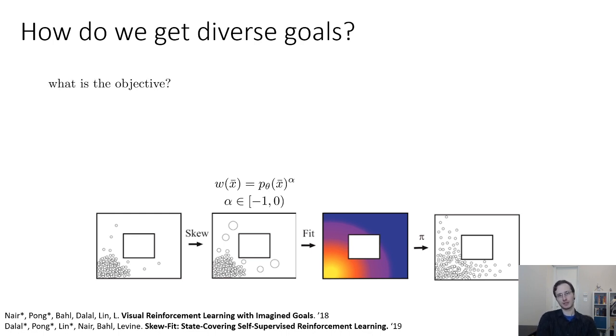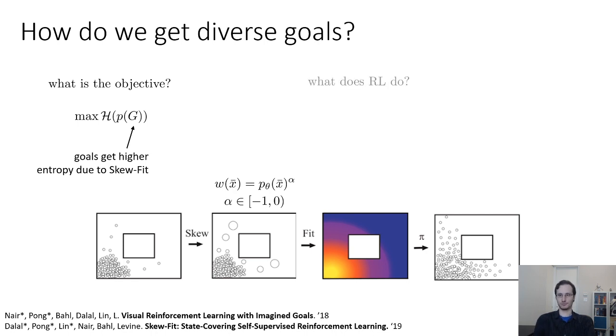Now, one question we could ask is, well, what's the overall objective of this entire procedure? It seems like we laid out a recipe, but in machine learning, we like to think of algorithms as optimizing objectives. So what is the objective for this algorithm? Well, I mentioned that the entropy of the goal distribution will increase every step around this loop, which means that one of the things we're doing is we're maximizing the entropy of the goal distribution. That's good because we want good coverage. We want to cover many, many different goals. So the goals get higher entropy due to this skew fit procedure.